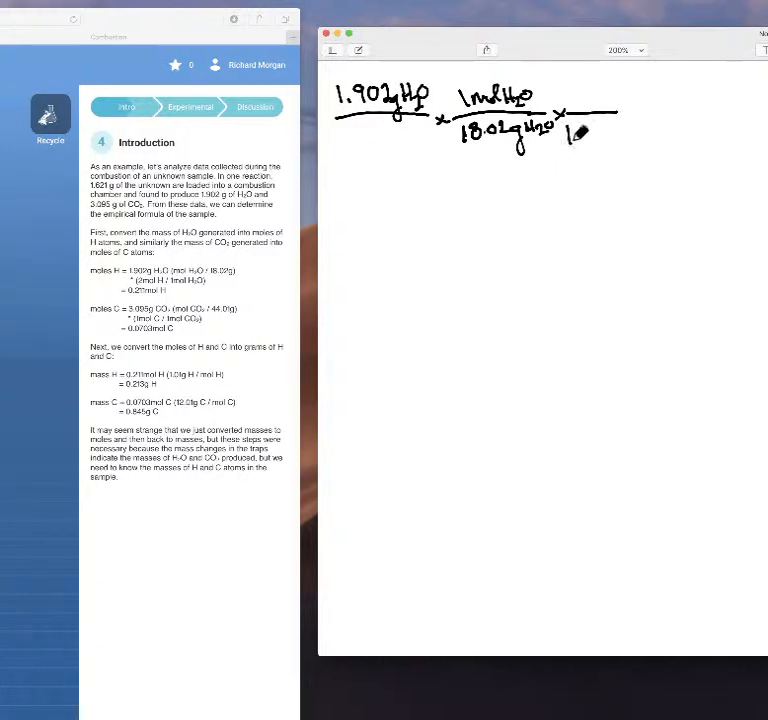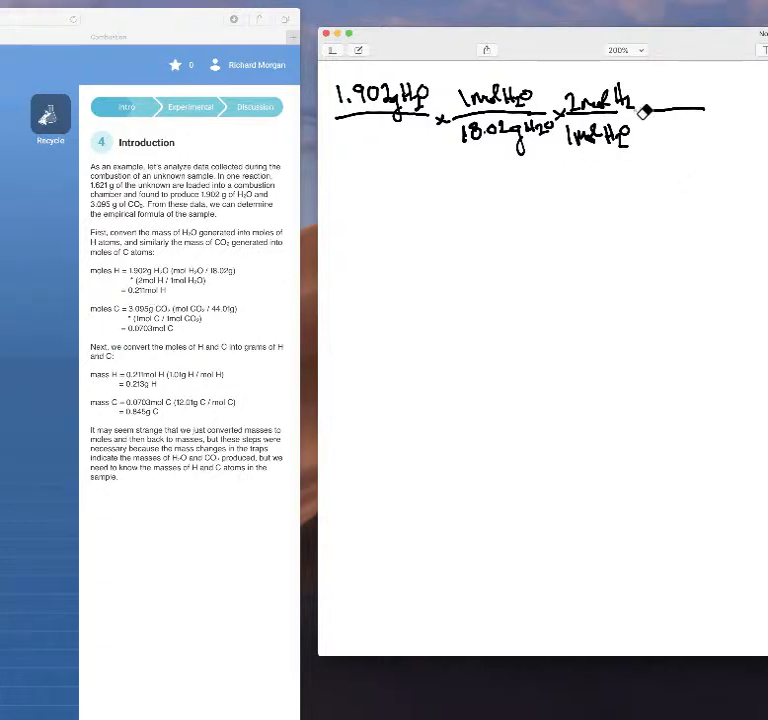So we have 1 mole of water is 2 moles of hydrogen, and this is why it's relative to the amount of water. Then that's the answer, actually. We just need to get the moles of hydrogen.